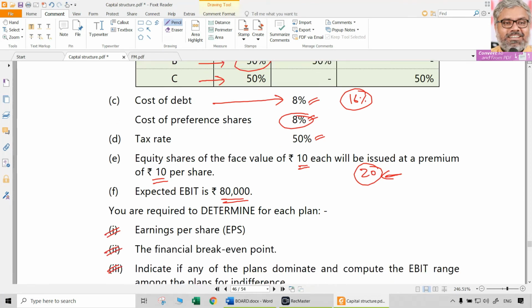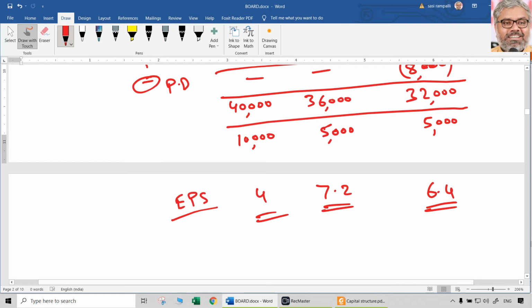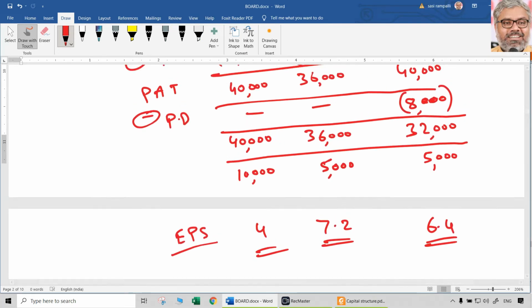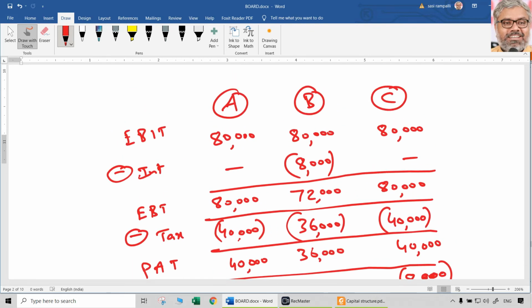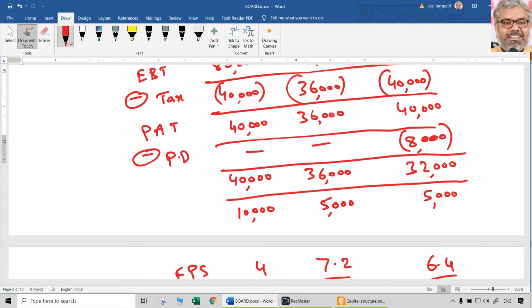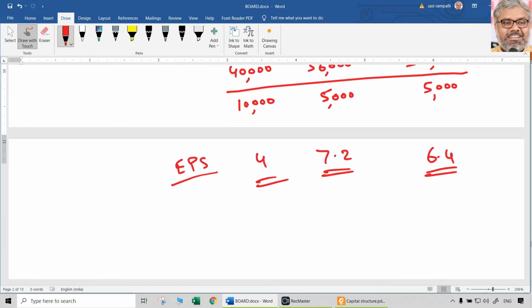Second question asks about financial break-even point. Financial break-even point means what? First of all, we should know that it is the level of earnings where that earnings should be sufficient to meet the fixed financial charges like interest or preference dividend. So obviously for plan A, there is no financial break-even point. Even if the company gets 0 rupees profit also, it's okay because there is no debt. So for plan A, financial break-even point is nil, 0.